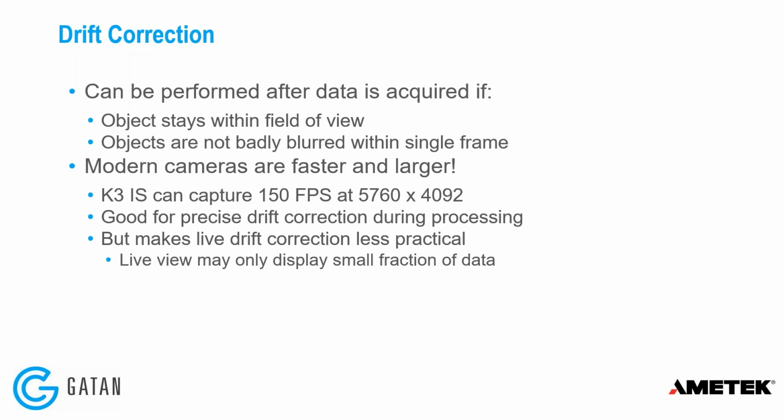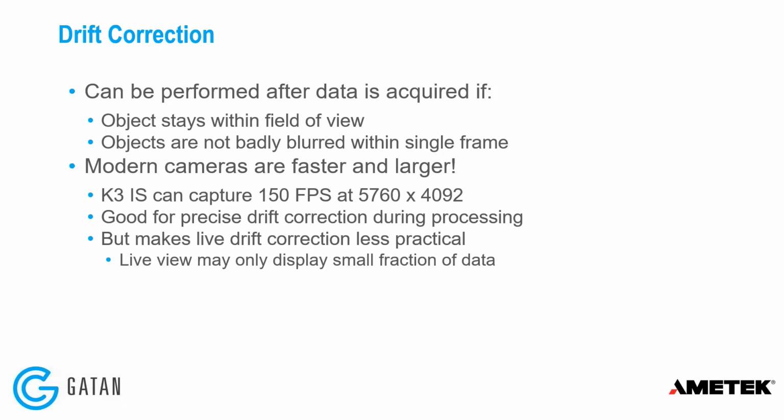So since they're larger, the object is more likely to stay within the field of view. And because they're faster, they're less likely to be blurred within a single frame, since the frame is very short. And for example, here again, the K3IS capturing 150 frames per second at such a large resolution, this makes it really ideal for doing drift correction after the fact.